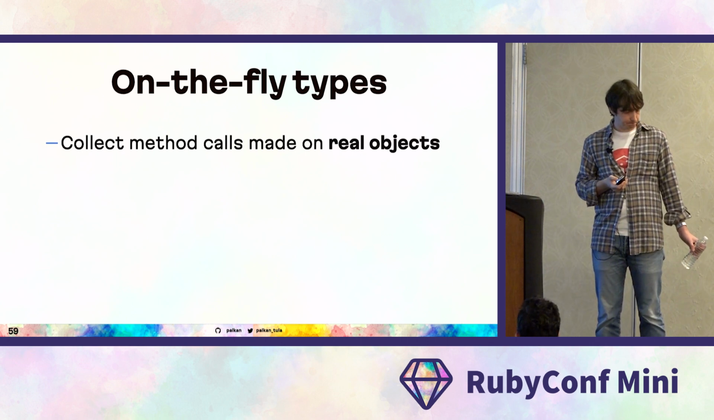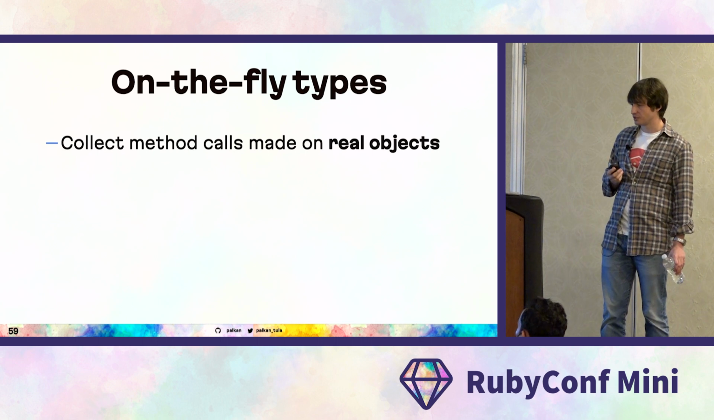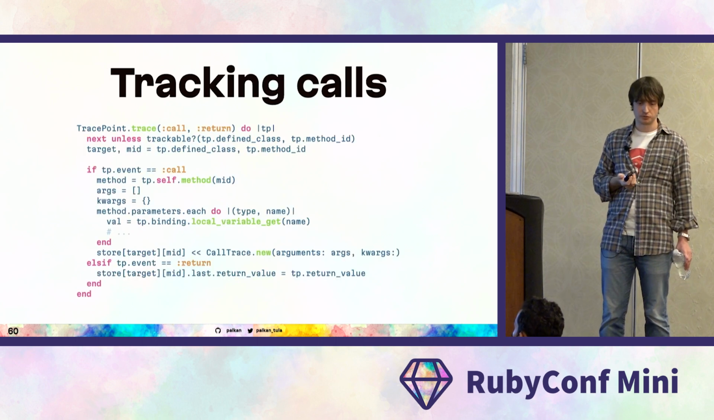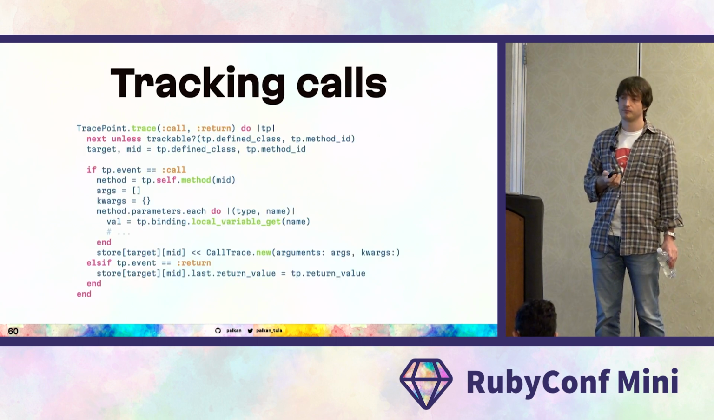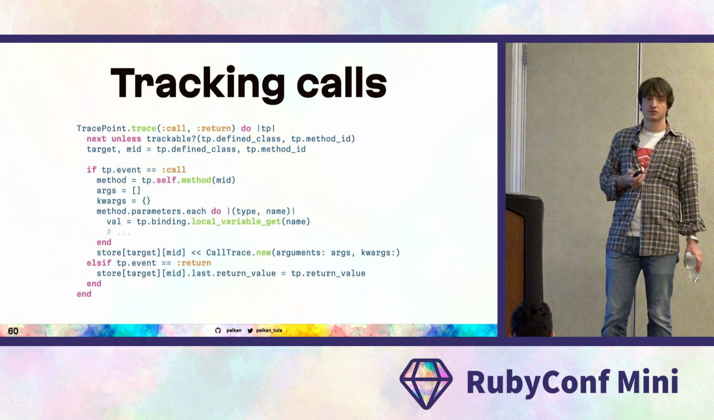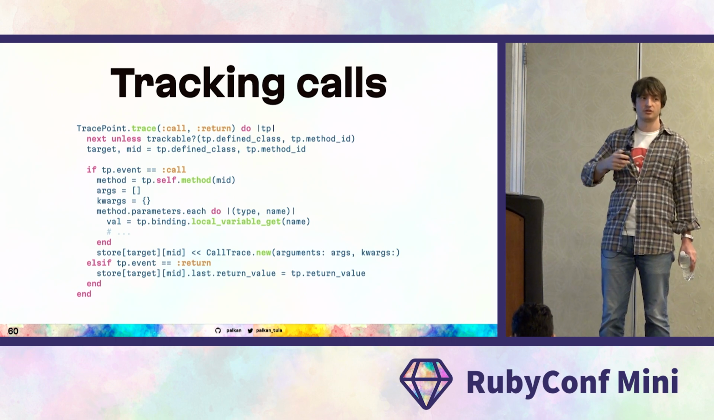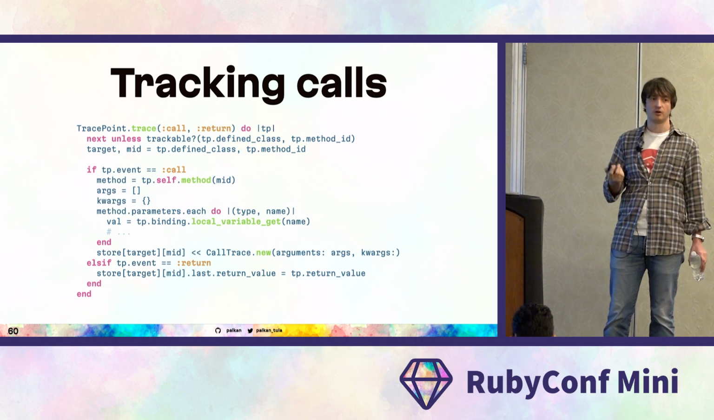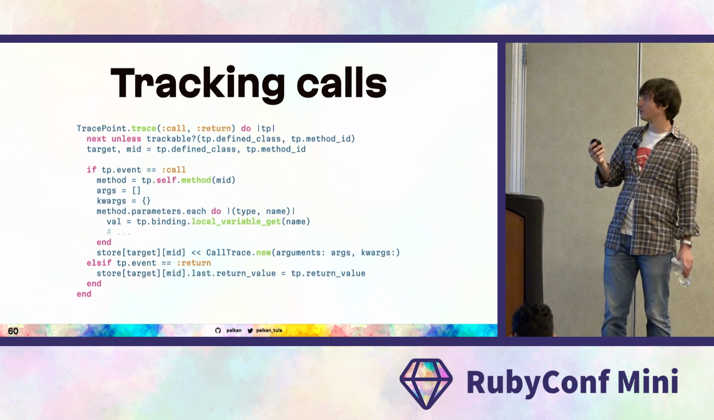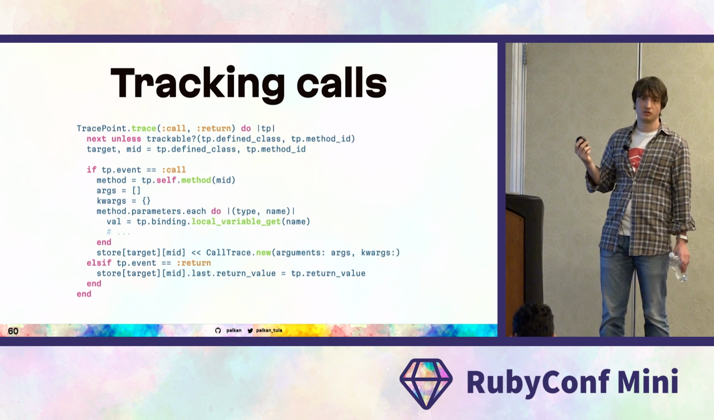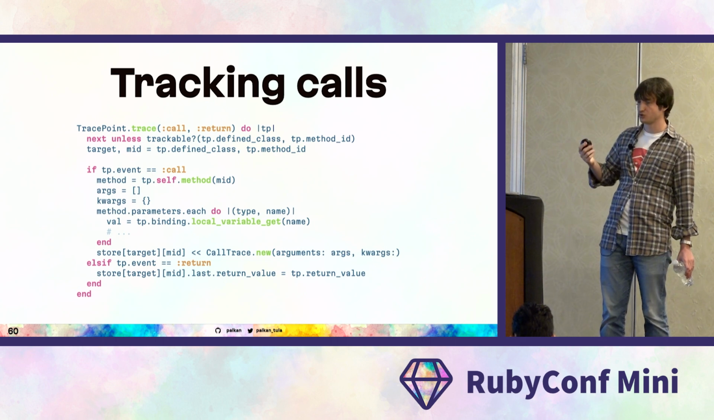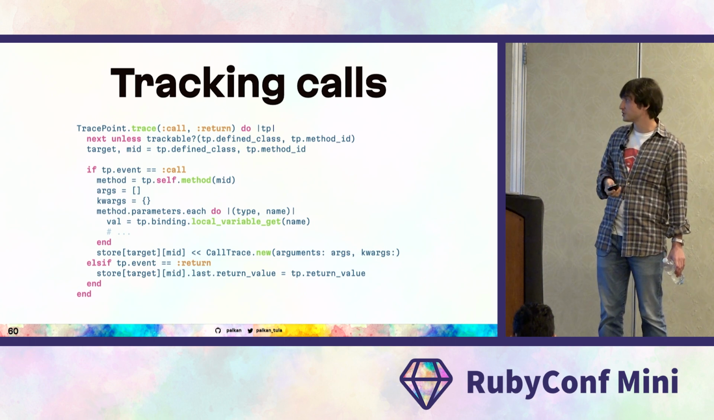How can we do that? There are multiple options. I went with TracePoint for a few reasons. The main reason is that TracePoint doesn't interfere with the object under tracing. So you do not need to patch it to include something or whatever. You just rely on VM level events. It doesn't affect everything else. So it's just a separate process.